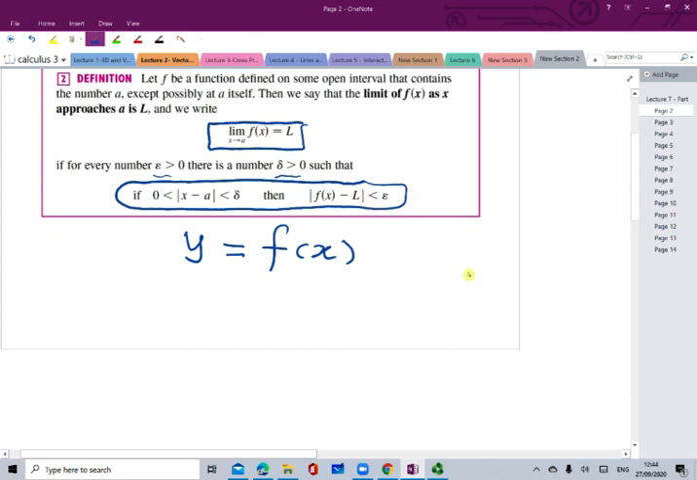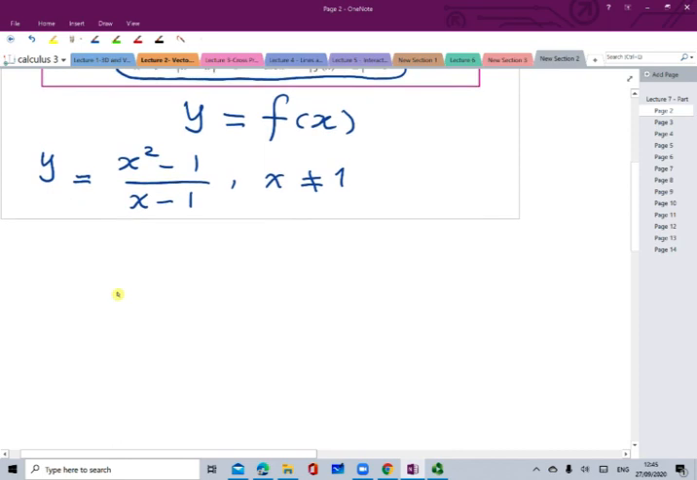I want to discuss these two notations using this simple example. Say we have y equal to x squared minus 1 over x minus 1, where x is not equal to 1. This is the function defined, and the domain here is the whole real number line without x equal to 1. Now if I want to find the limit of this function f of x as x tends to 1, then I write the notation like this.